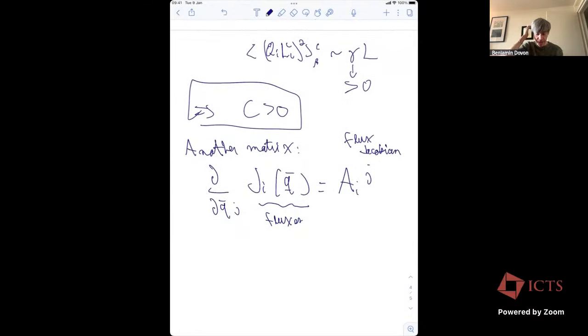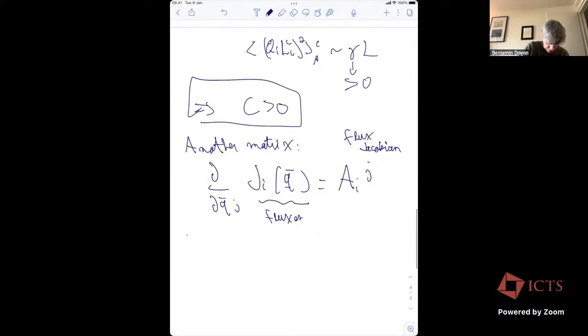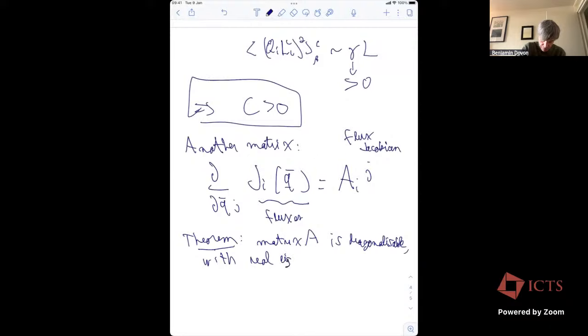So A^i_j. Now, what I want to show, the theorem, is that the matrix A with two indices is diagonalizable with real eigenvalues. That looks like a mathematical statement. What do I care? It has real eigenvalues.